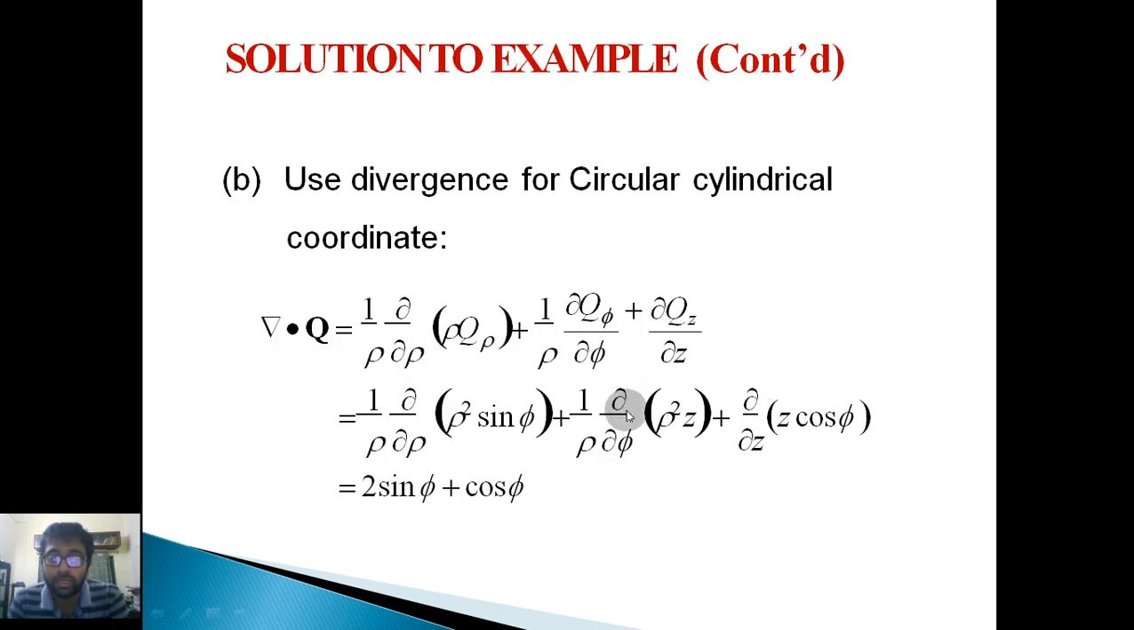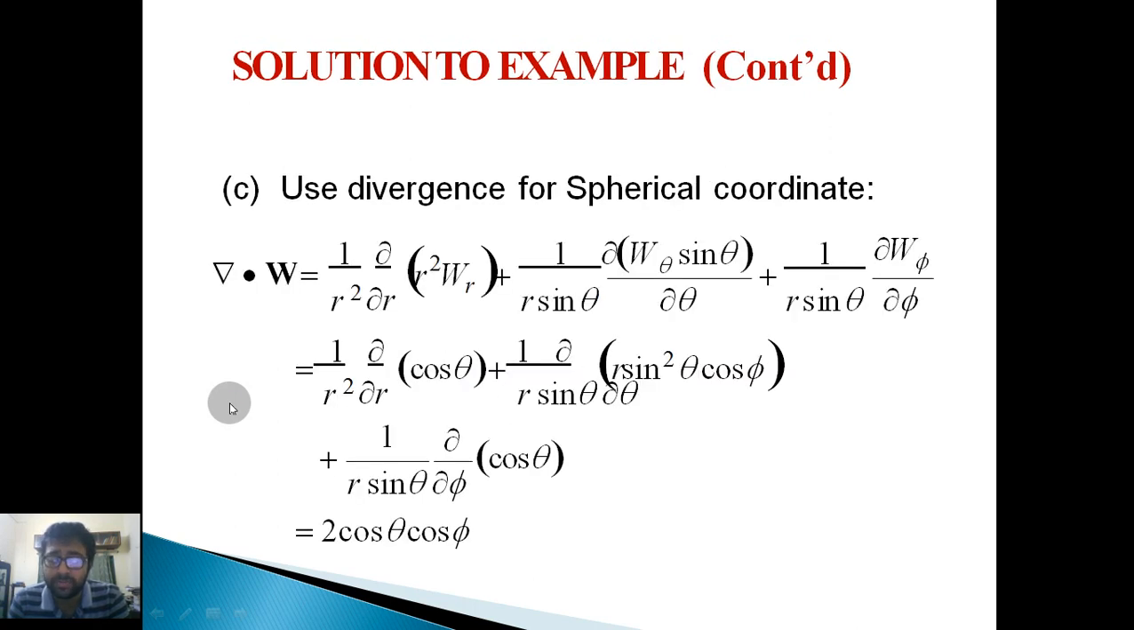For this value, del by del phi, the function will operate on only phi, but along the phi coordinate there is no function of phi present. The function contains only rho and z, so the resultant differentiation value will be 0. Now del by del z will operate on z cos phi, where z will become 1 after the differentiation and the cos phi remains constant. So this is the resultant for the circular cylindrical coordinate, and this is for spherical coordinate.